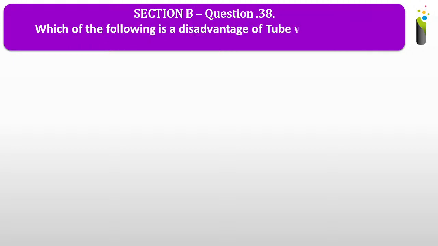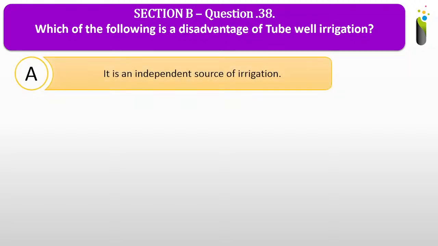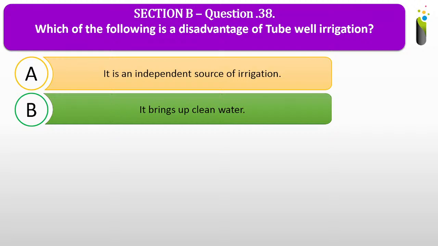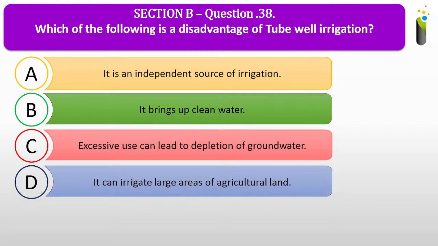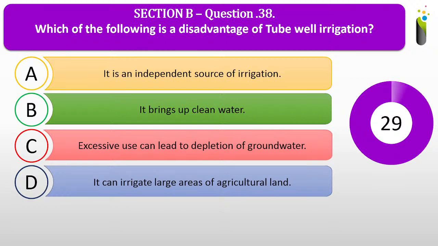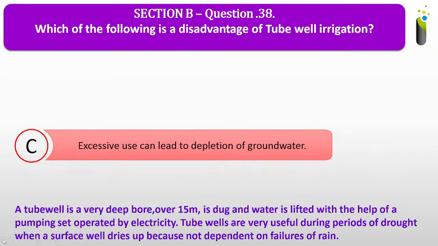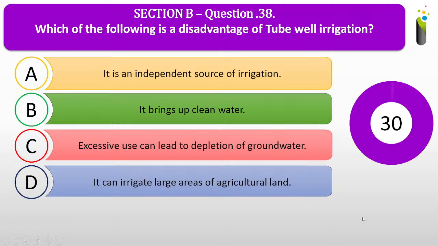Which of the following is a disadvantage of tube well irrigation? I repeat, which of the following is a disadvantage of tube well irrigation? And your options are A. It is an independent source of irrigation. B. It brings up clean water. C. Excessive use can lead to depletion of groundwater. D. It can irrigate large areas of agricultural land. And your time starts now.